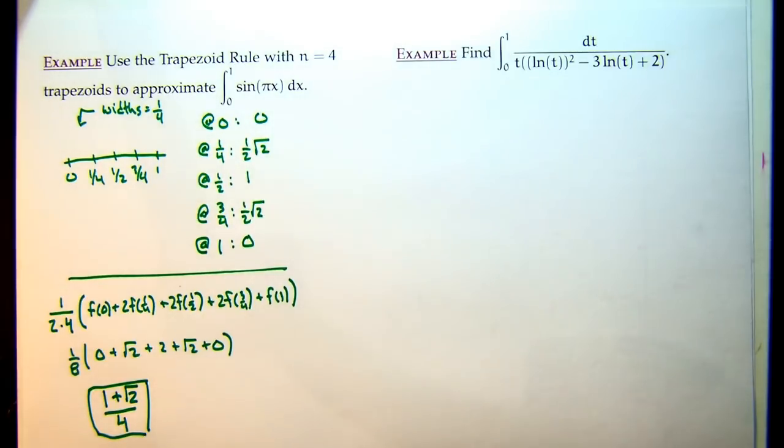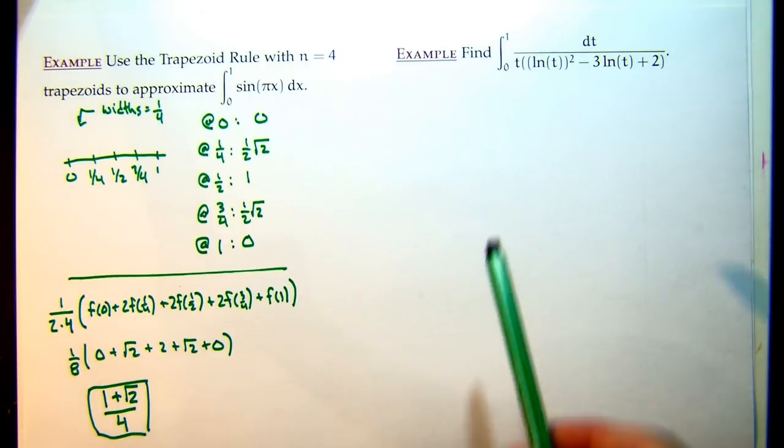Well, let's do another one. Okay. Well, here's another definite integral. Integral 0 to 1 dt over t times log t squared minus 3 log t plus 2. Well, this is a strange integral.